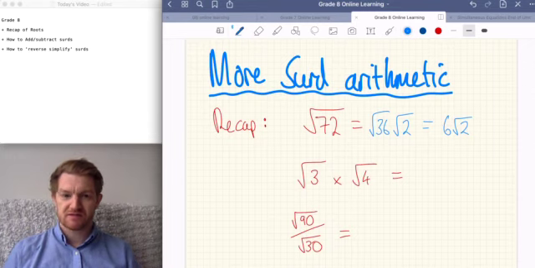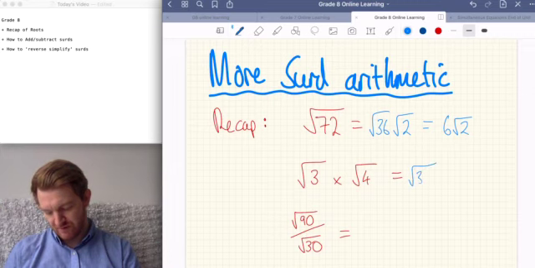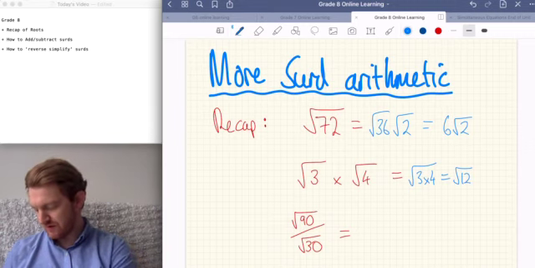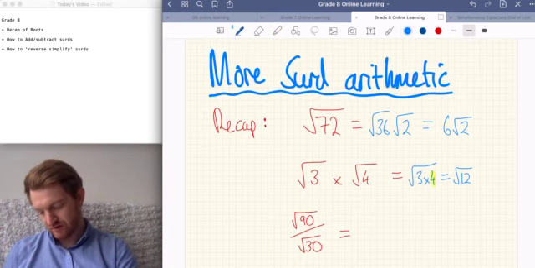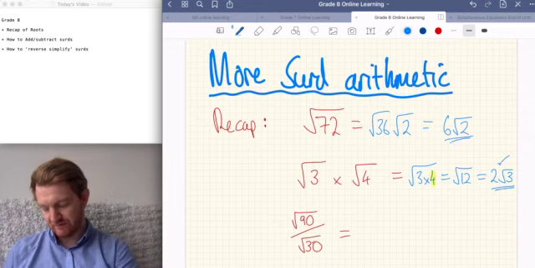Similarly, when you're multiplying, the next one we've got root 3 times root 4. We make one big root with both of them in, 3 times 4. 3 times 4 is 12. The other thing we could have said is that the square root of 4 is 2, so it's the equivalent of 2 times root 3. And you have to simplify your answer here, just like we've simplified our answer here.